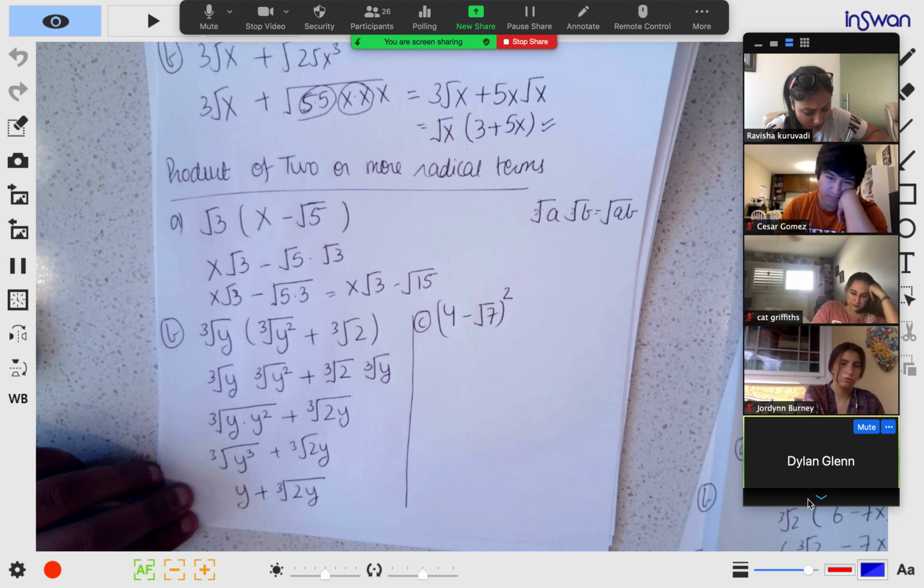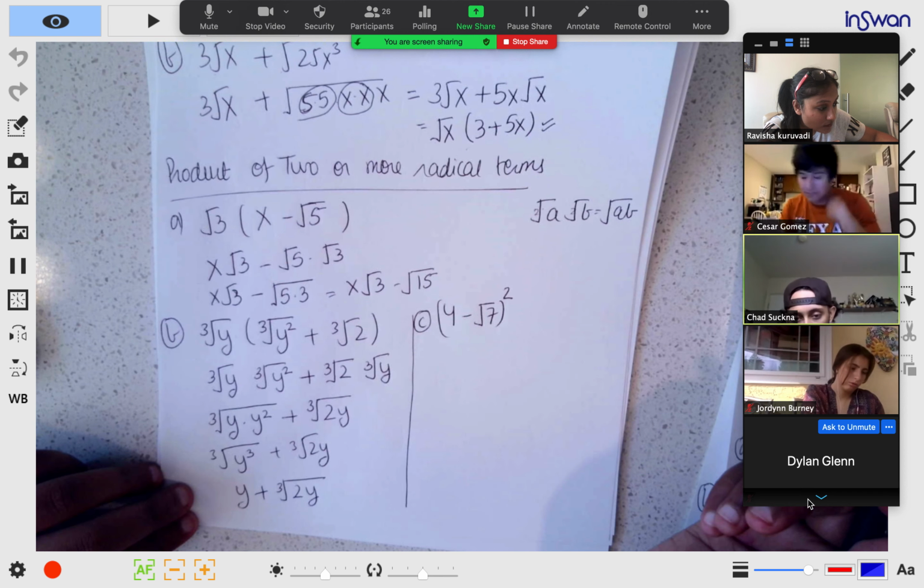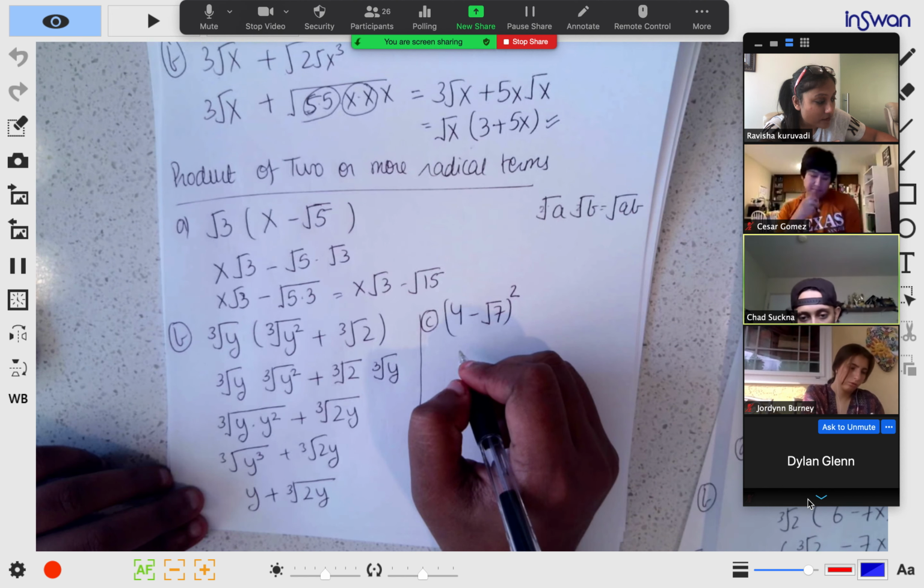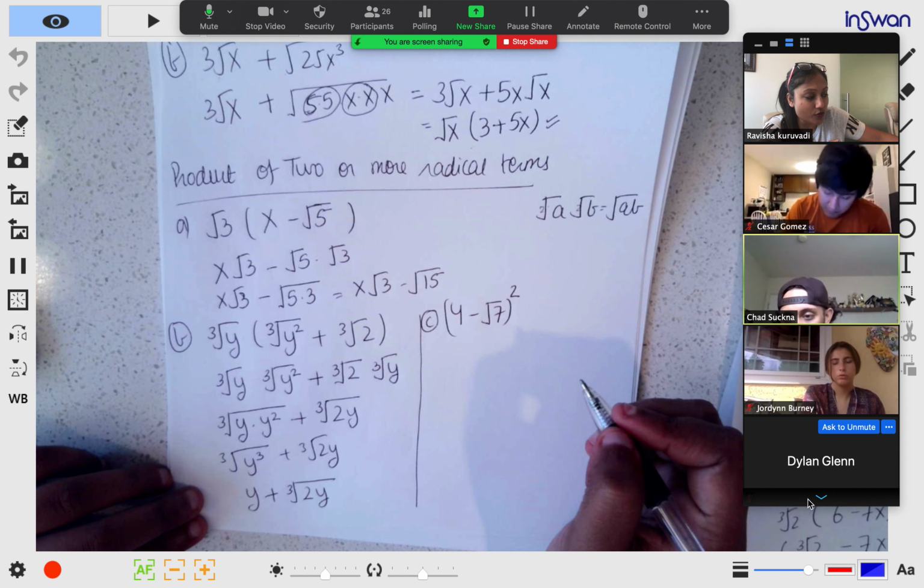Rockwell, what does this whole square mean? 4 squared is 16, and then square root of 7 squared. No. This whole square means, when you write 2 squared, what does that mean?